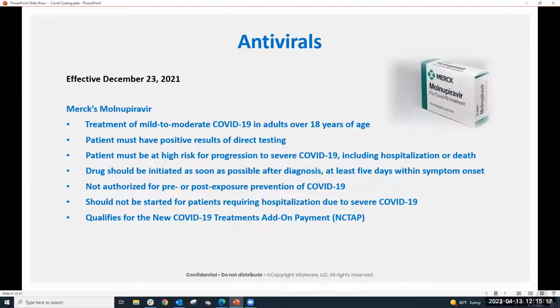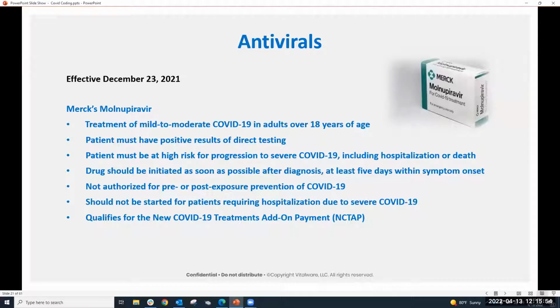Also on December 23rd, the next antiviral that was authorized was Merck's Lagevrio (molnupiravir), and this is also for the treatment of mild to moderate COVID-19 in adults over 18 years of age. So this one can only be given if the patient is at least 18 years old. The reason for that is they found that the drug may affect bone and cartilage growth in younger children. The patient must have a positive result.